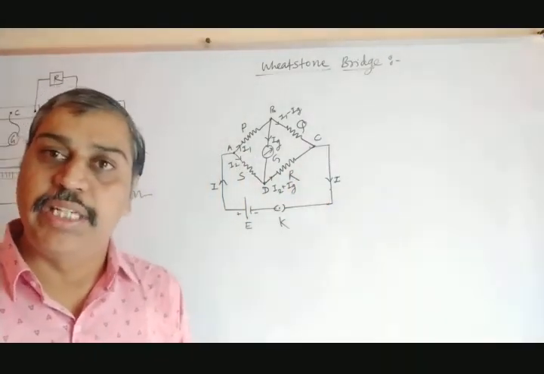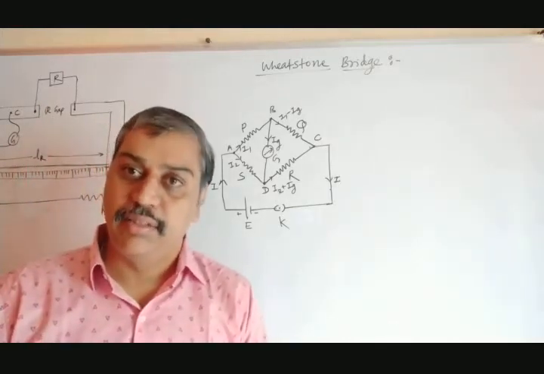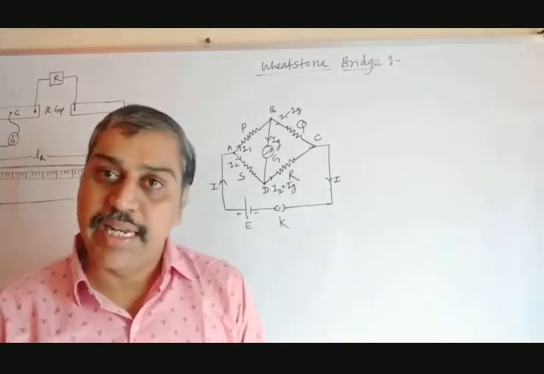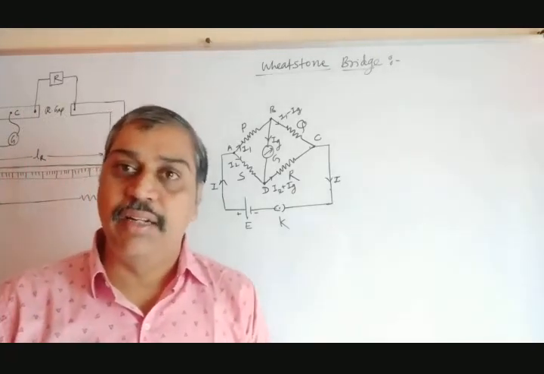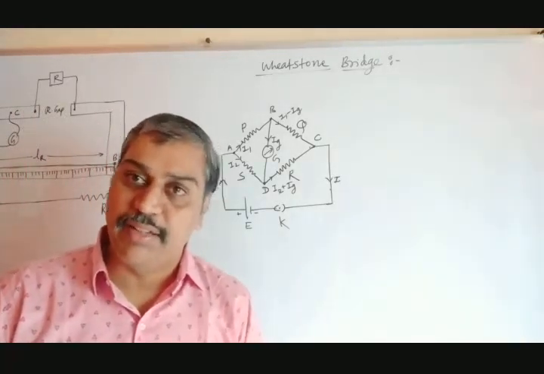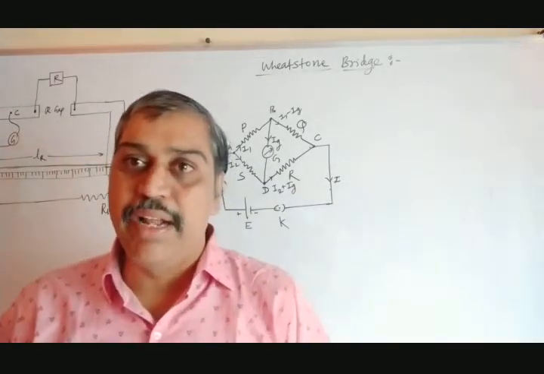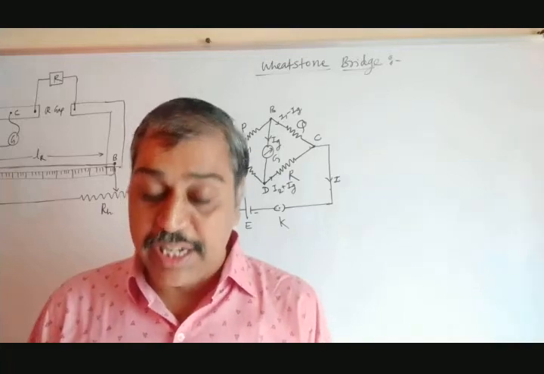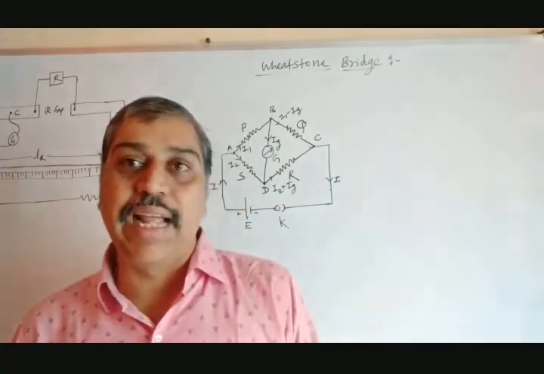By using this Wheatstone Bridge, if you know three resistors, then the fourth resistance can be determined easily. Now, as we know, the value of the resistance of a resistor depends on some parameters and environmental conditions. It depends on strain, humidity, temperature, displacement, that type of thing.